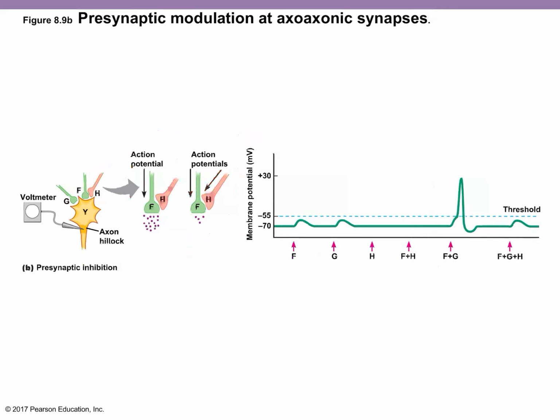Let's look at our next image here. This is called presynaptic inhibition, and it's pretty straightforward. You can see that H is going to inhibit F. So when an action potential is coming down F and H is silent, you get a large amount of neurotransmitter being created. But if H is also firing with F, then H is going to somehow inhibit, or turn down the volume on how much neurotransmitter is going to be secreted. So it's going to inhibit that postsynaptic membrane.